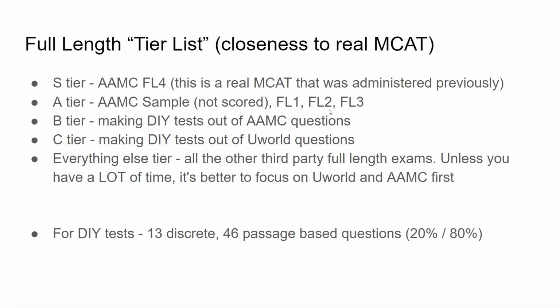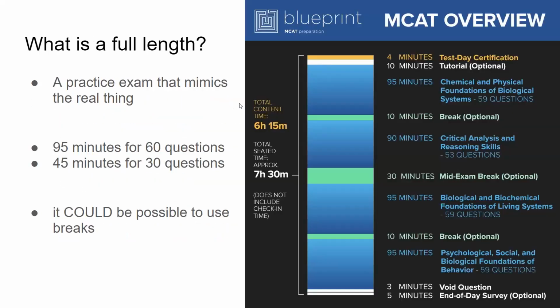The other really good ones are the other full lengths from the AAMC. Then B tier, you can make your own tests out of AAMC questions, because we have a bunch of question pack material. You can just match the amount of questions. You could take 59 questions of chemistry, physics, 53 questions of CARS, 59 questions of this, and then boom, you've made your own full-length exam.